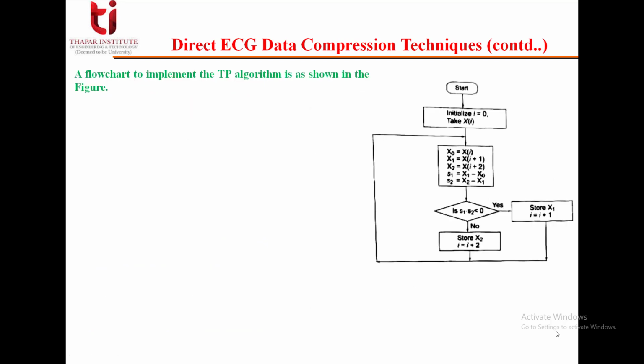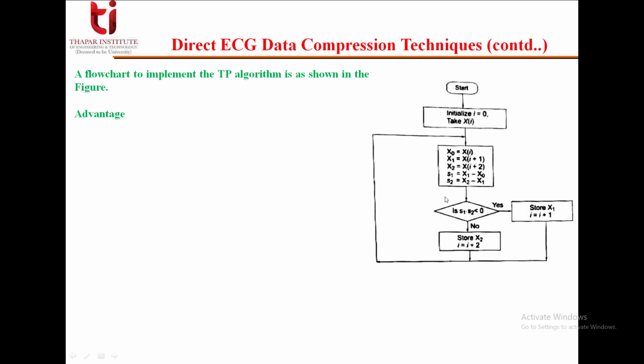Now this is a flow chart to implement the turning point algorithm. First we have to initialize i, and take xi, meaning first we take x0. Then we choose two further points x1 and x2, compute s1 and s2, and check the sign of s1 times s2. If it is not less than 0, then we store x2 and move 2 points further, and if it is less than 0, we store x1 and move 1 point further. So that is the process.